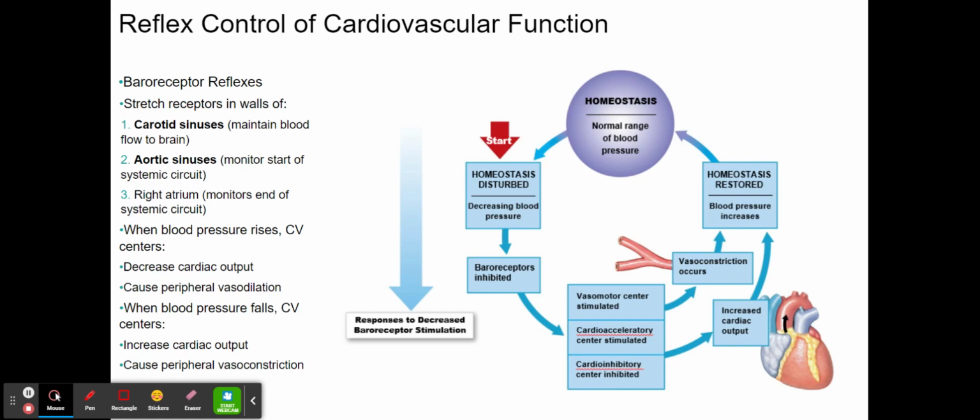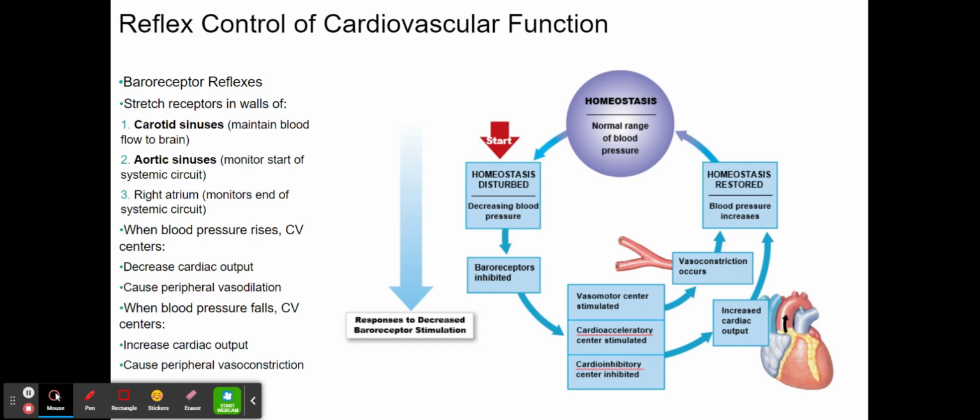When blood pressure rises, the increased output from the baroreceptors alters activities in the CV center and produces 2 major effects. 1. A decrease in cardiac output due to parasympathetic stimulation and the inhibition of sympathetic activity. And 2. Widespread peripheral vasodilation due to the inhibition of excitatory neurons in the vasomotor center.